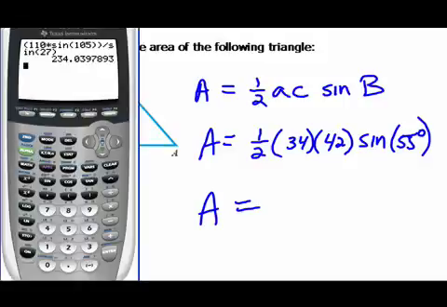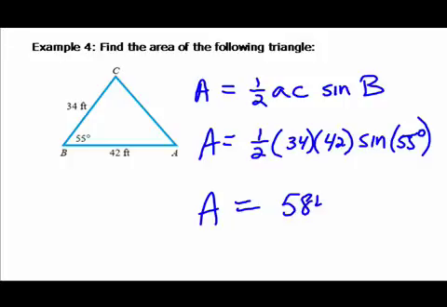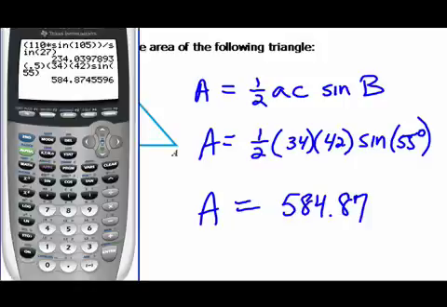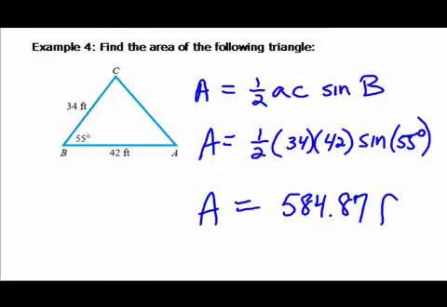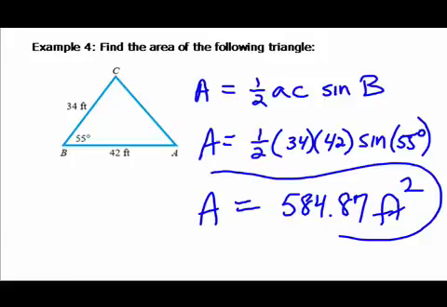So 0.5 times 34 times 42 times the sine of 55 degrees, 584.87. And our sides are measured in feet, so this technically would be square feet.